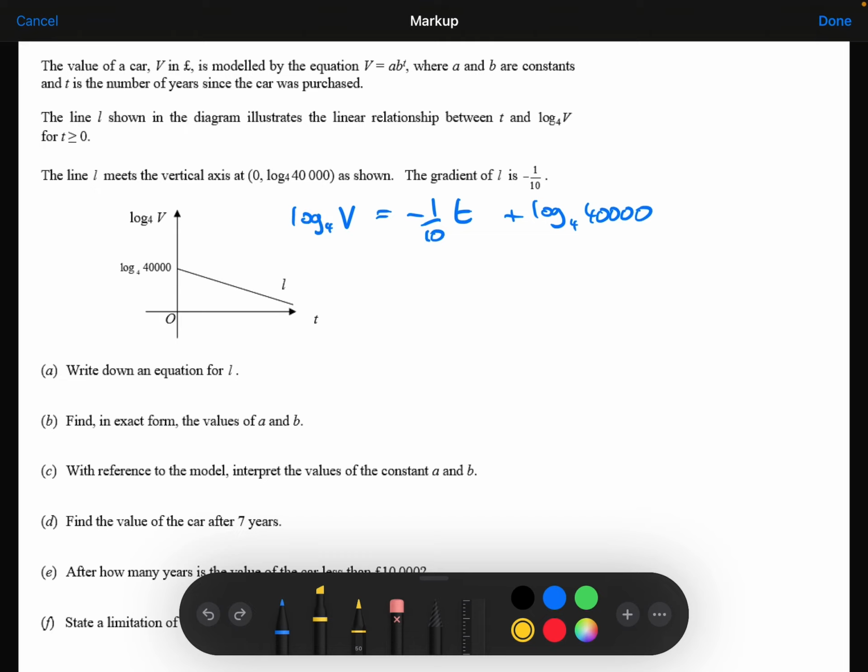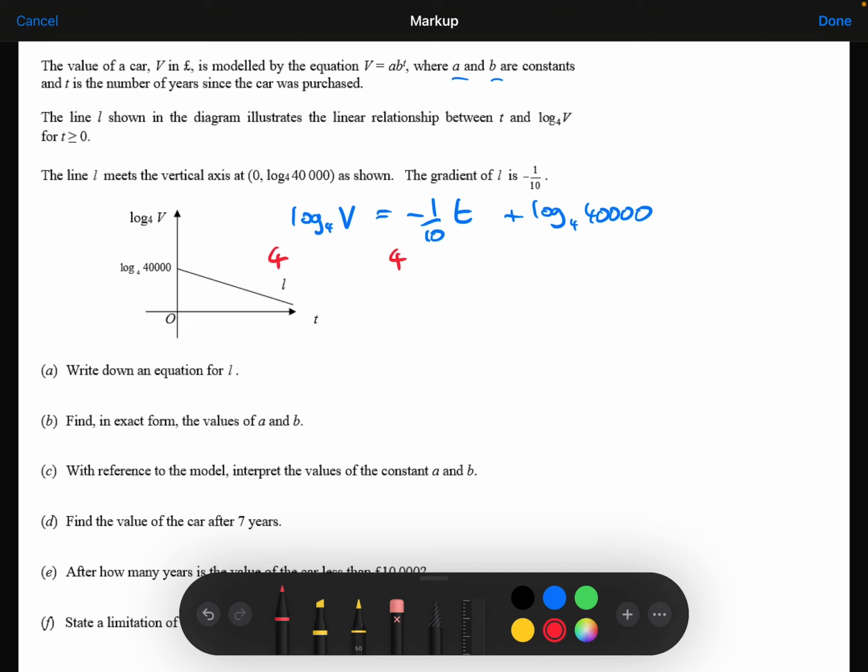Part B, find in exact form the values of A and B. So let's remind ourselves what A and B were. They are the constants in this model here, V equals AB to the power T. So I need to work out the values of A and B. Well, I can do this a couple of different ways. The way I'm going to do it here is I'm going to take the equation I just wrote down and do 4 to the power on both sides.